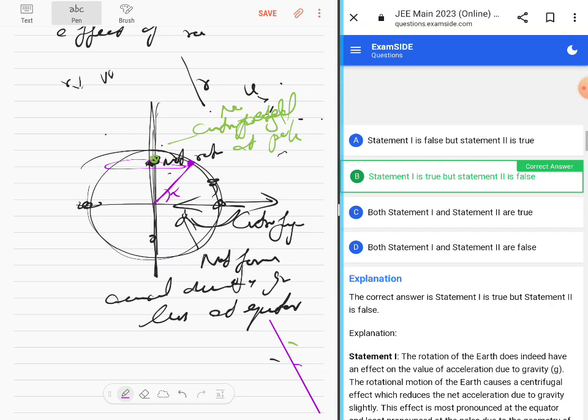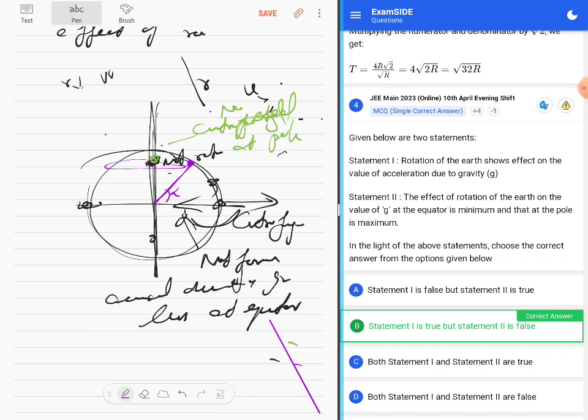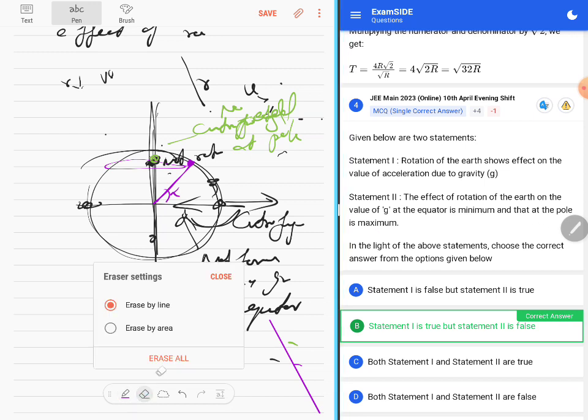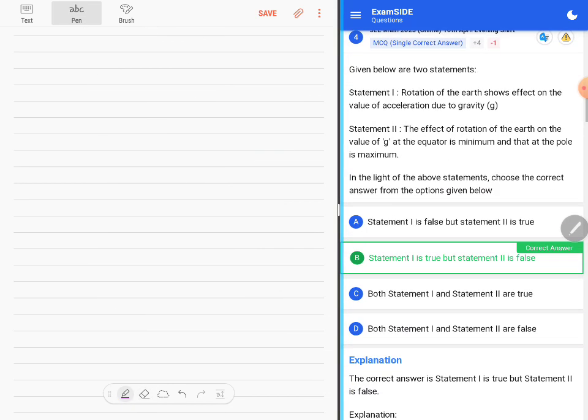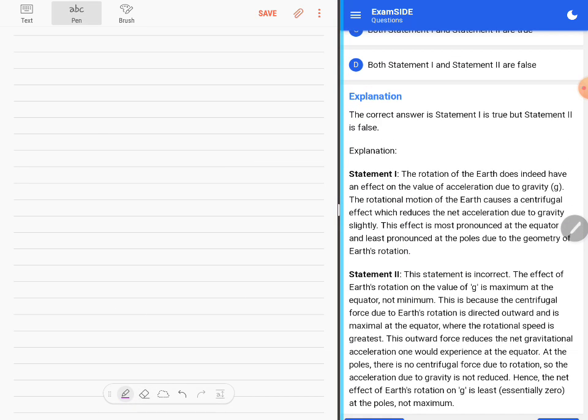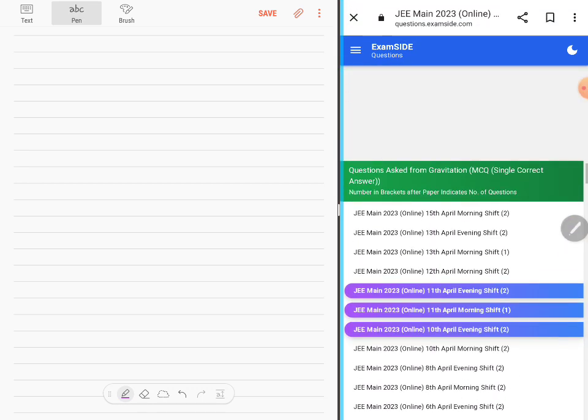According to us, the effect is there at the equator, and that minimizes the gravity at the equator. So the effect of rotation of Earth is true there. At the poles, the effect will not even be there. It will be zero effect. Therefore, the statement is false. Okay, so we are clear. I hope you understood. Okay, so let's go to the next question. That's all. Next page.